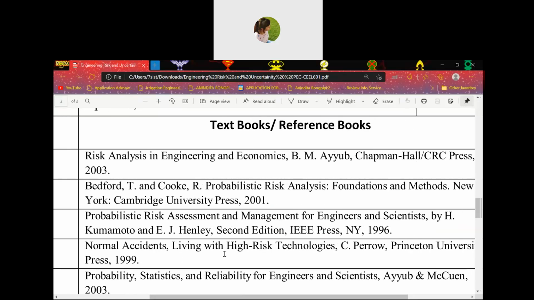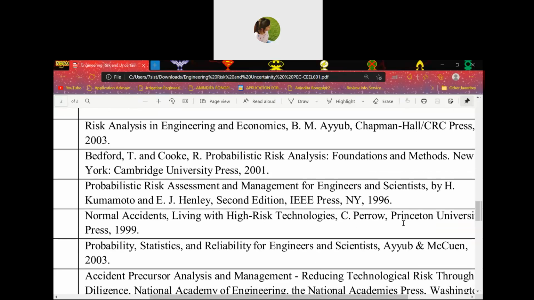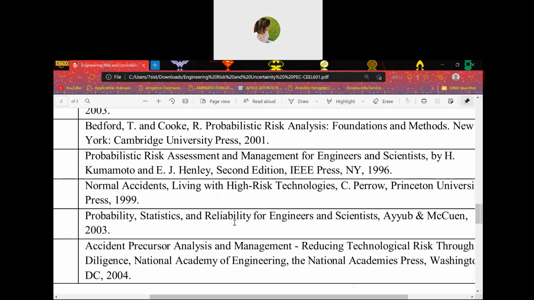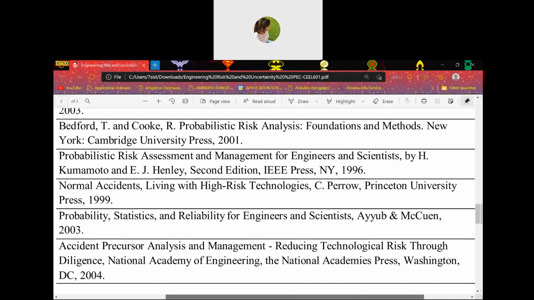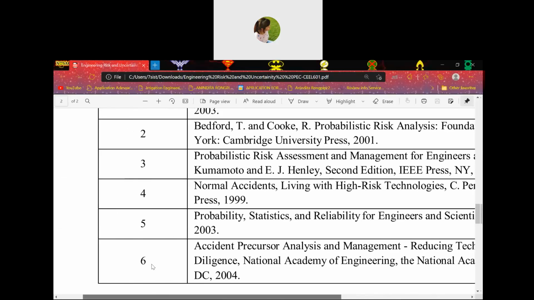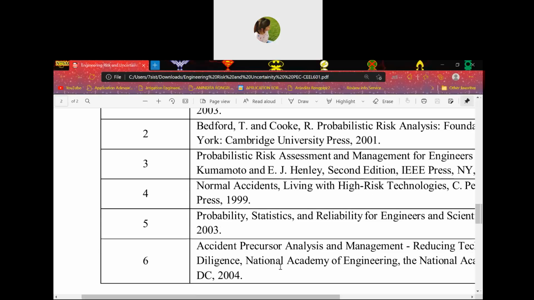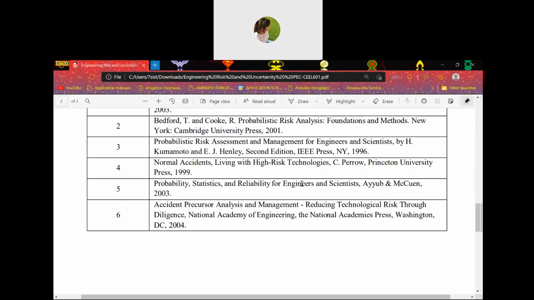The fourth is Normal Accidents, Living with High-Risk Technology, C. Perrow, Princeton University Press, 1999 edition. Then Probability, Statistics and Reliability for Engineers and Scientists, Ayyub and McCuen, again of 2003. And Accident Precursor Analysis and Management, Reducing Technological Risk Through Diligence, National Academy of Engineering, National Academies Press, Washington, D.C., 2004. So here I've only cited 6 textbooks or references. You can also opt for more. Online, all the materials or textbooks are available. You can check and study likewise.